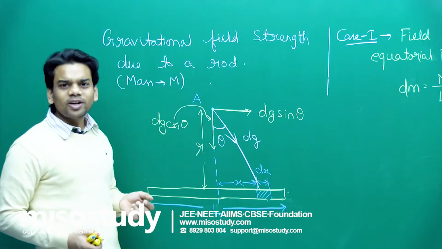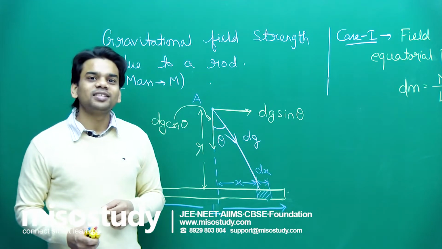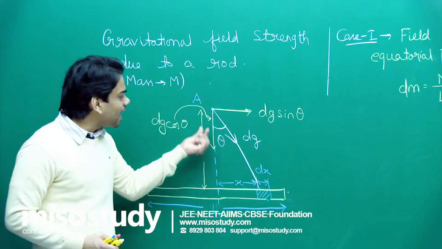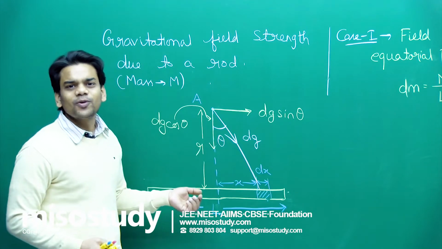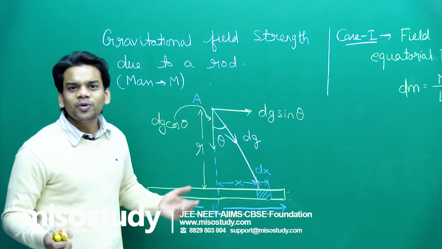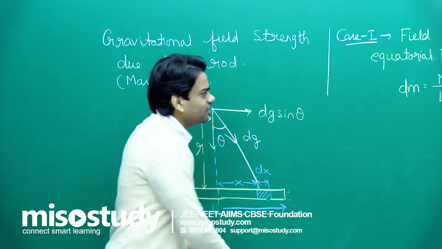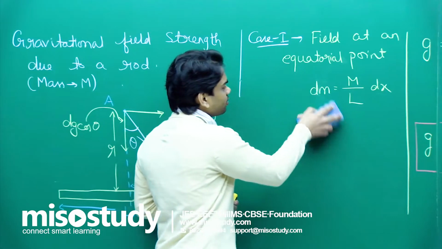So what you have to do to find the net gravitational field strength due to the entire rod at an equatorial point is add such vertical components. So you have to add dg cos theta, and you are going to get the net value of the field strength. Let's go ahead and do this. Let's add the gravitational field strength due to such small segments.